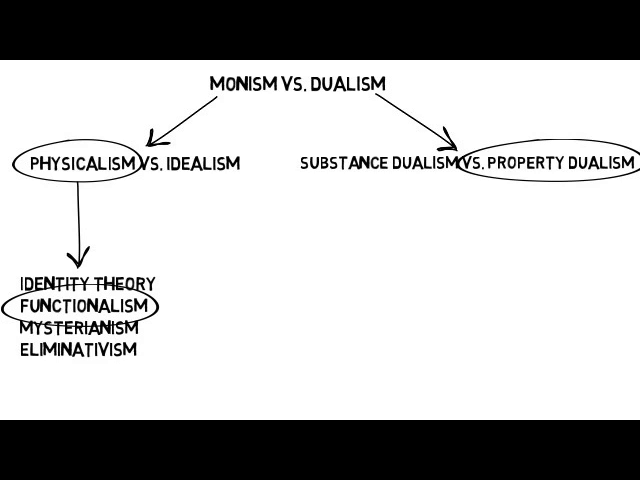Next time, on to our first primary source, Thomas Nagel's classic paper, "What is it like to be a bat?", which raises some very interesting challenges for all varieties of physicalism.